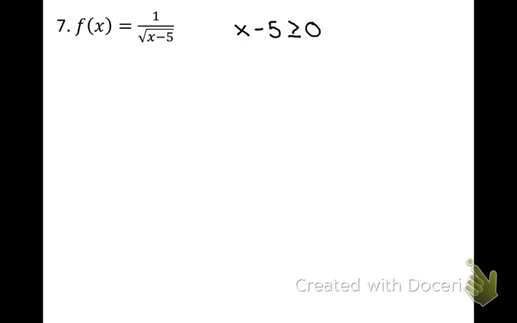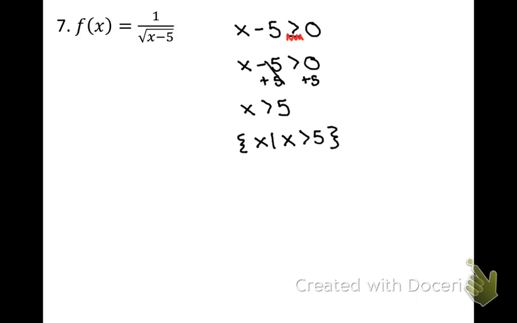But because it's on the bottom of a fraction, we know that this cannot equal 0. So we're taking that equals part away, and we are just going to solve x minus 5 is greater than 0. So we had to combine both of those bad things into one. All right, let's solve it. We add 5 to both sides, and we get that x is greater than 5. So set builder, we get x such that x is greater than 5.